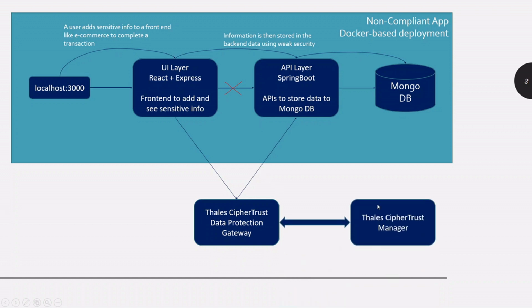And we will also see how we can configure CipherTrust Manager to make sure that this Data Protection Gateway is able to protect or reveal the API endpoints that we are using to deal with the sensitive information. So basically our 8080 URL for credit cards, the GET and POST endpoints, we would like to see how we can configure CipherTrust Manager to secure those endpoints.